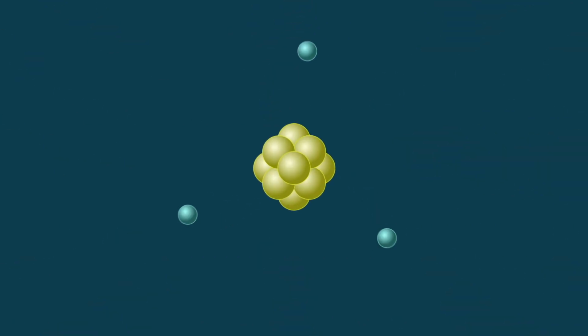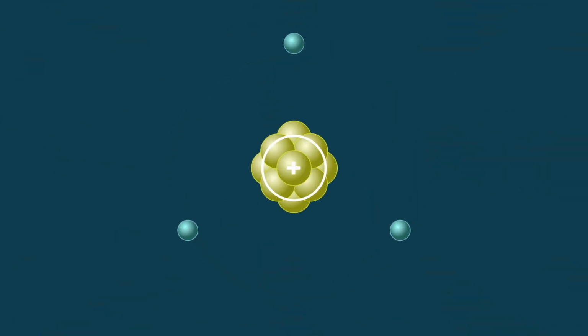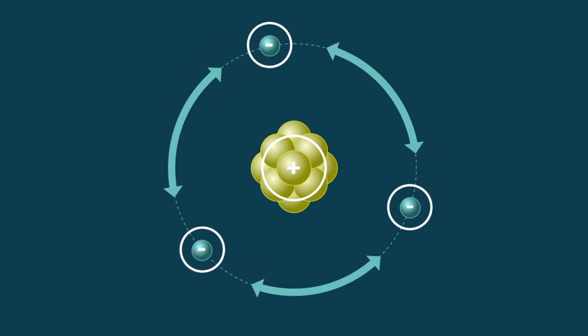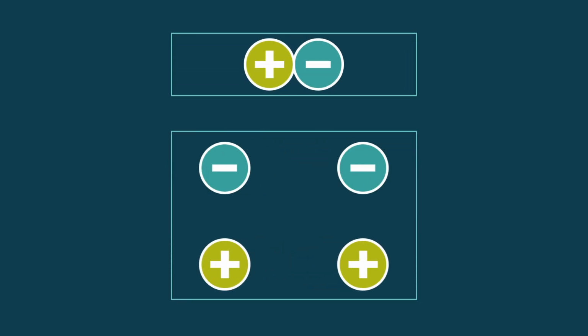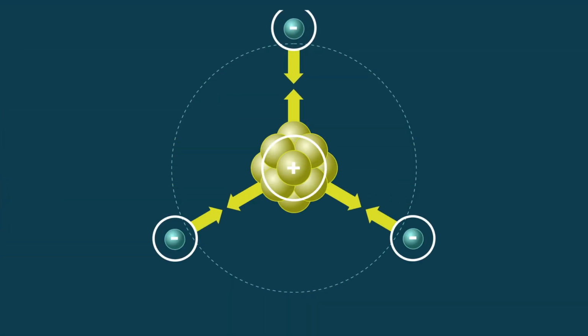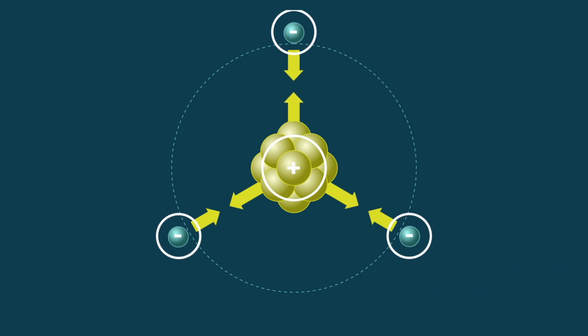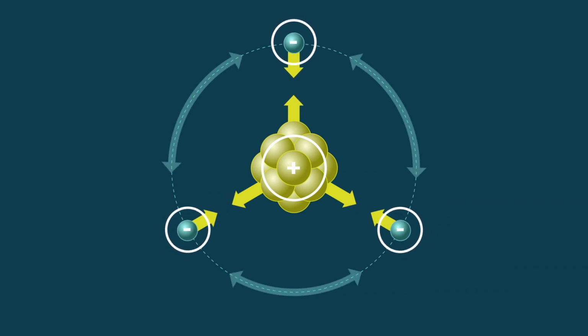The simplified model of an atom has a positively charged center called the nucleus and negatively charged electrons orbiting around it. Things with opposite charges attract each other, while things with the same charge repel each other. So, the positive nucleus of the atom will attract negative electrons, but if the electrons get too close to each other, they will push each other away.